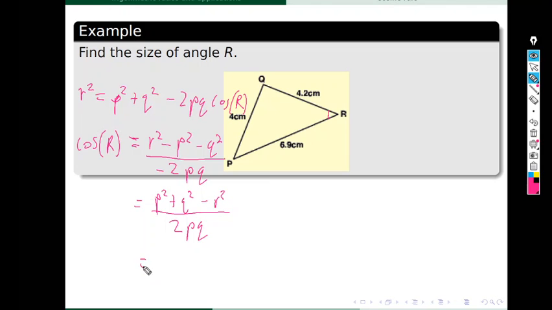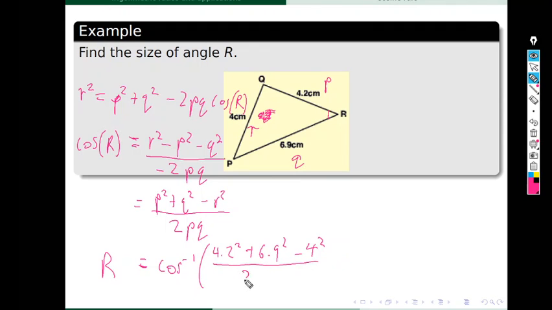So r then would be inverse cos, just getting rid of that cos of. Let's label everything. We got p here, we got q here, and r here. Let's just rewrite that. So what do we got? P was 4.2, we need 4.2 squared plus 6.9 squared, take away 4 squared, all over 2 times 4.2 times 6.9.